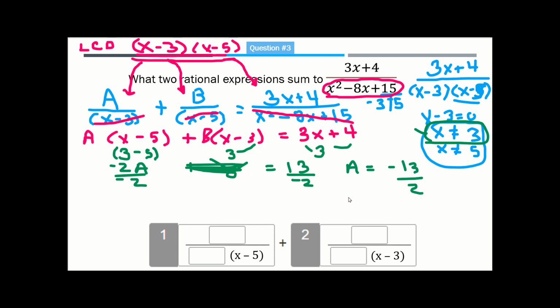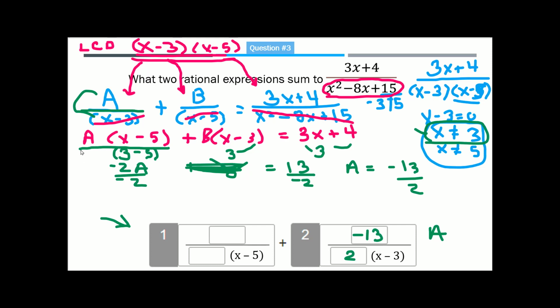So I'm going to put this in the right answer location. Go back and look at what we put A with. We put A over x minus 3. So A is going to go right here. Negative 13 halves, and then that x minus 3 is the denominator. So that's negative 13 halves times 1 over x minus 3. Let me erase some of that.